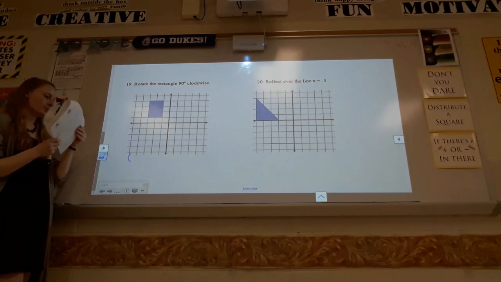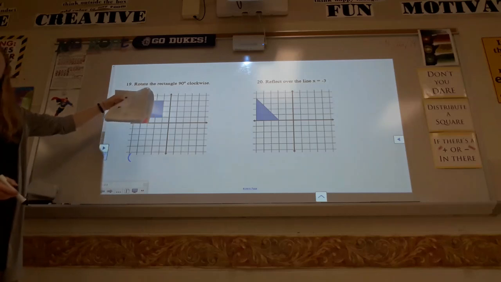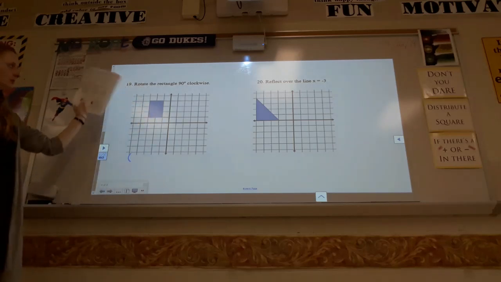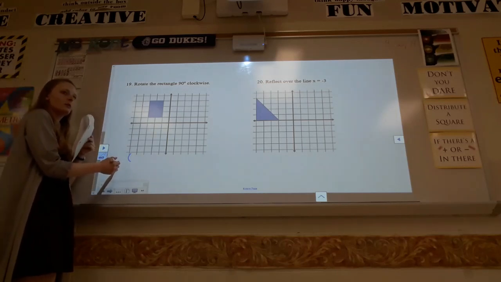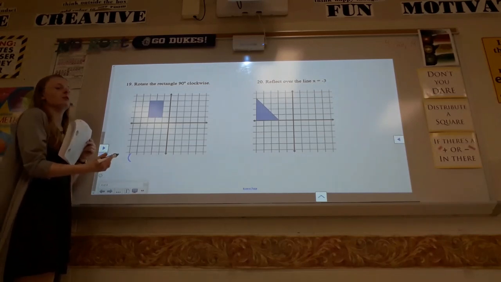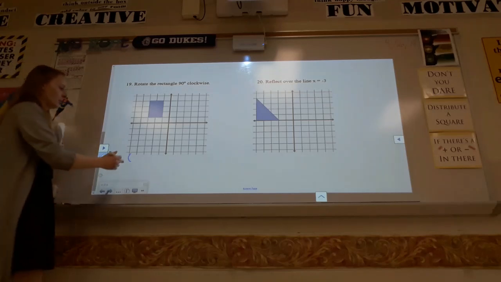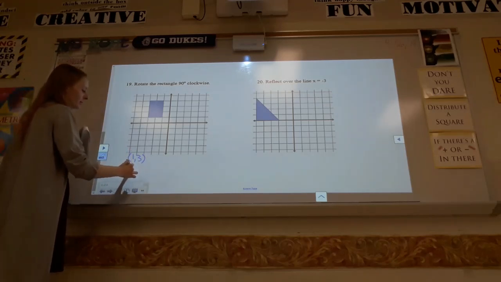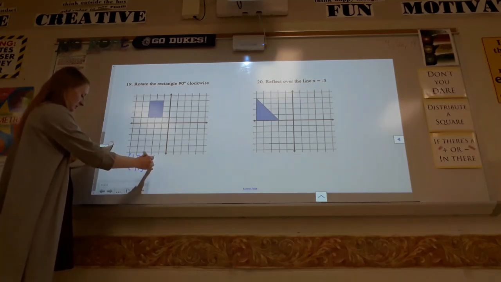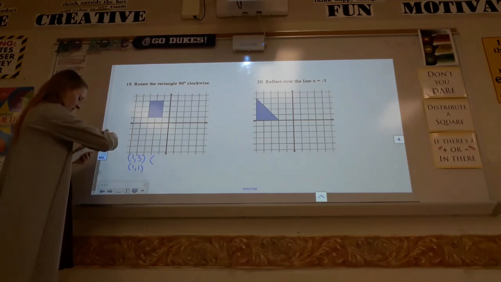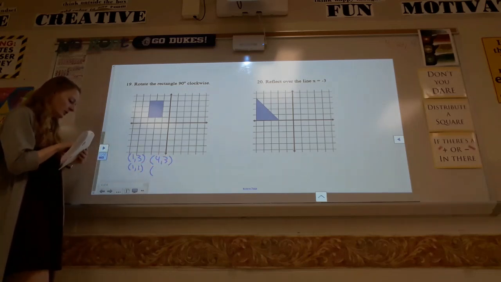What's the upper left corner? Clockwise is this way. Clockwise is that way. So what's the upper left corner of the new shape? If you actually do the rotation, which everybody should be doing, the upper left corner should be 1, 3. Bottom left corner, 1, 1. Upper right corner, 4, 3. And then the bottom right corner, 4, 1.